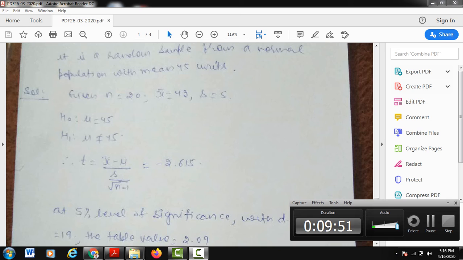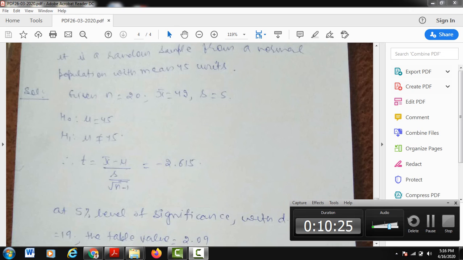So write down the value of x bar as 42, mu as 45, small s as 5 and n as 20. And after calculation, please students verify this calculation, I am getting minus 2.615. Again your calculated value is turning up with the negative sign. So for making the comparison of this with the table value, I will just ignore the minus sign. Again the level of significance, if it is mentioned in the question, then you have to follow that. But if the level of significance is not mentioned, then the choice is yours. You can either choose 1% or 5%.